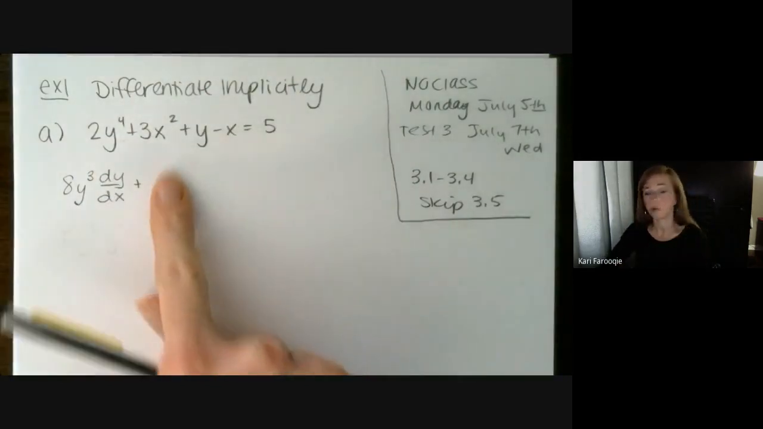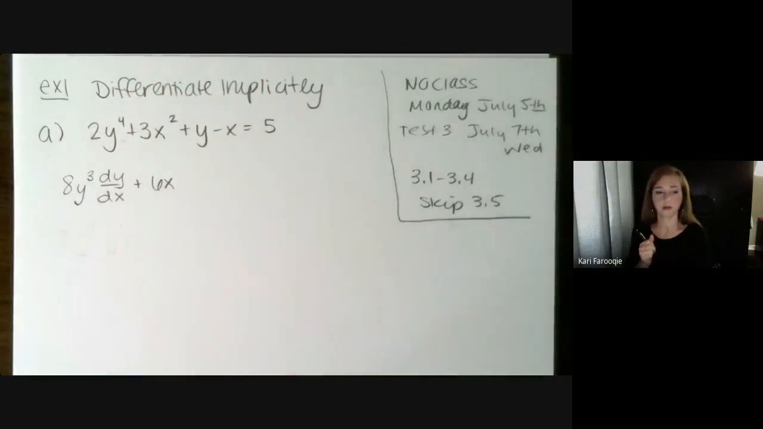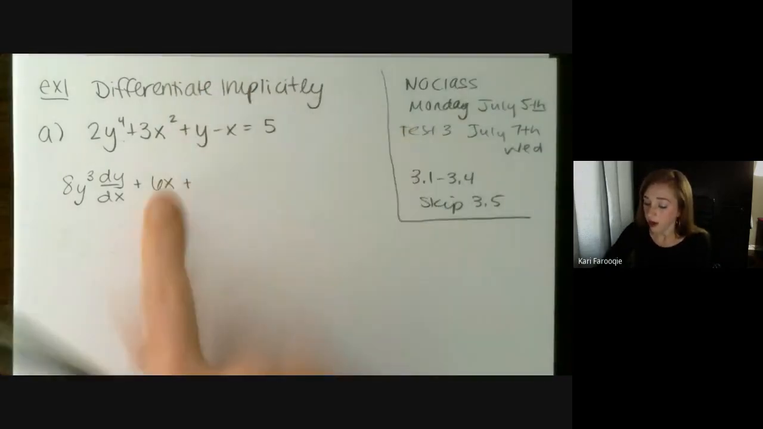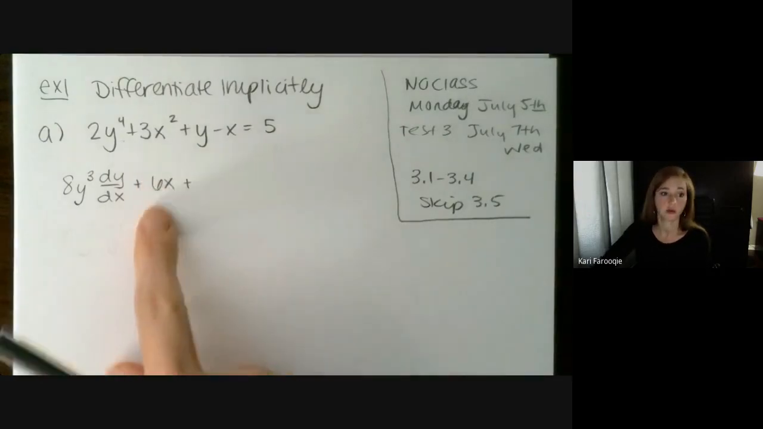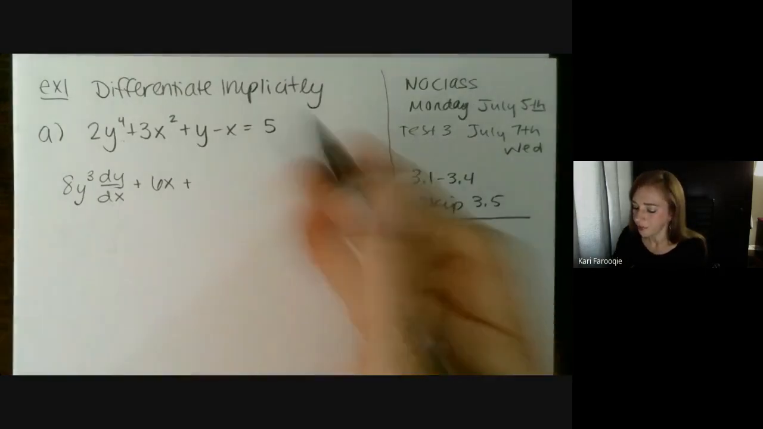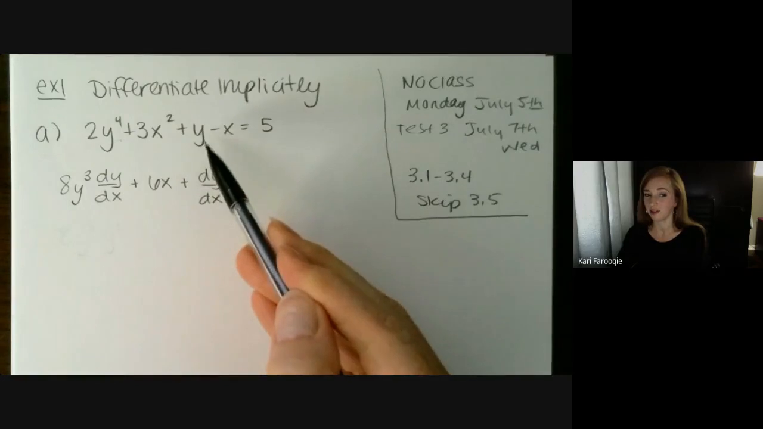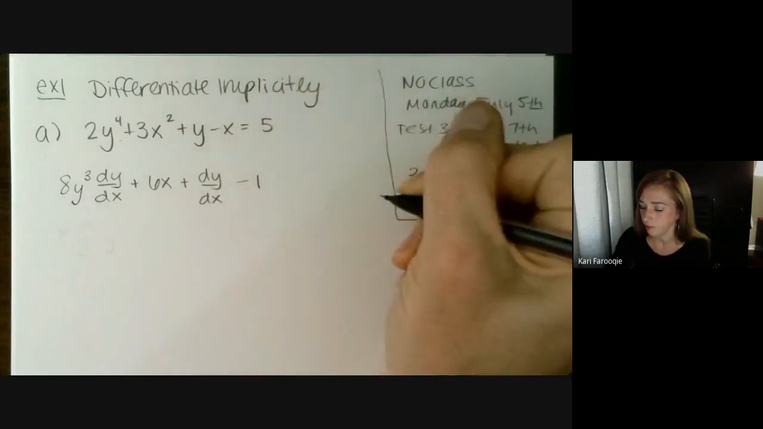For the second term, you already have x as your variable. So you're just going to take the derivative the way you normally would. 3 times 2 is 6. Decrease the exponent by 1 and you get 6x. Now you don't have to tag on a dy dx here. You should not tag on a dy dx here because you took the derivative of x with respect to x. So dx is 1. You don't have to write it. The derivative of y with respect to x is dy dx. And the derivative of x is 1.